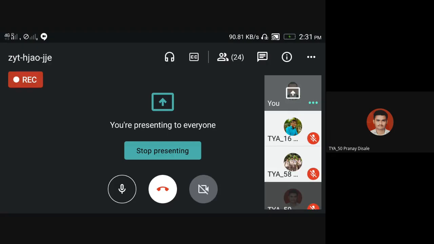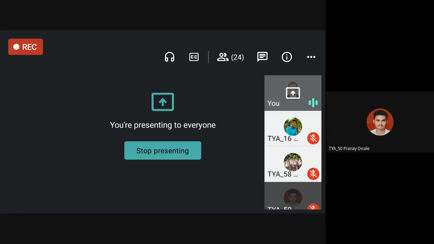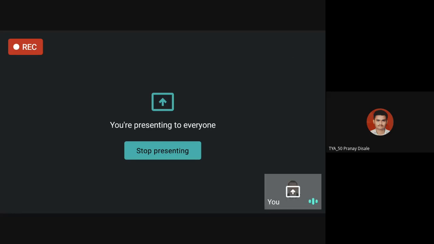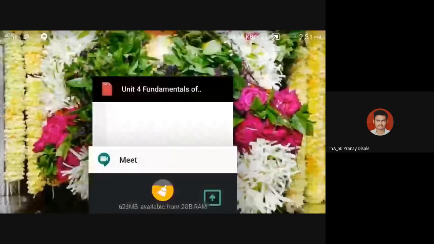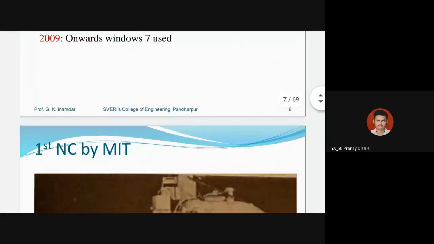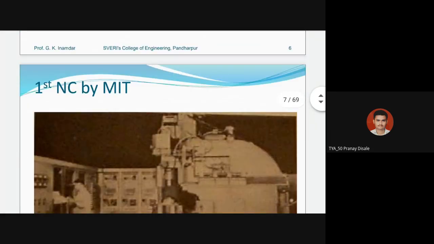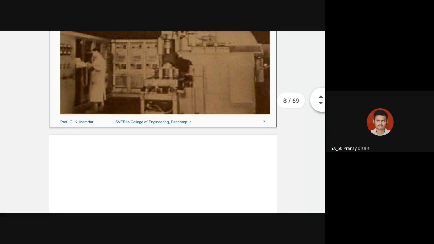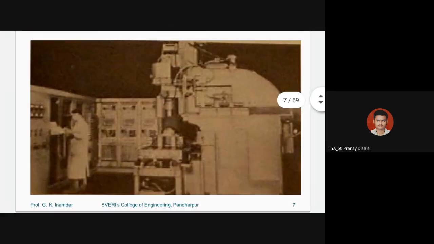So evolution of NC and retrofitting we have finished. What is the next? Now the first NC by MIT. This is a picture taken in 1949. This is the first NC numerical control machine, manufactured by MIT, Massachusetts Institute of Technology. This is a picture of the first NC machine.